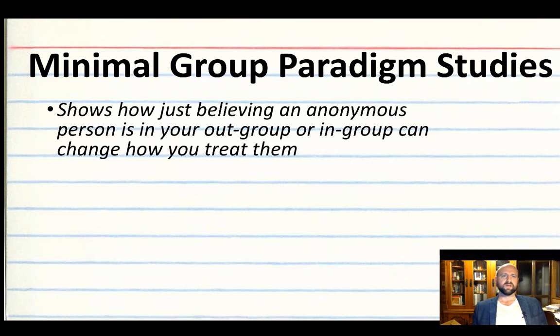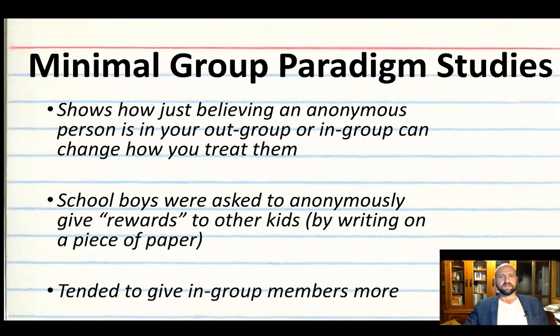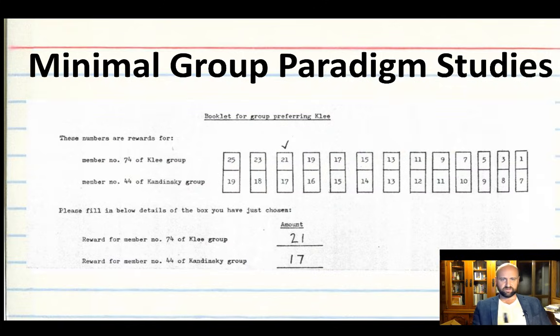So these studies show how believing an anonymous person is in your out-group or in-group can change how you treat them. Some of the early studies were done in London, and they got schoolboys and asked them to assign rewards to an in-group or an out-group, writing on a piece of paper. Now, this is an extract from one of the studies. So this is what the boys had to do.